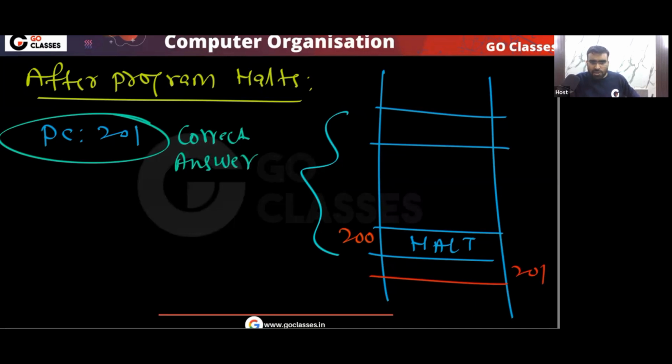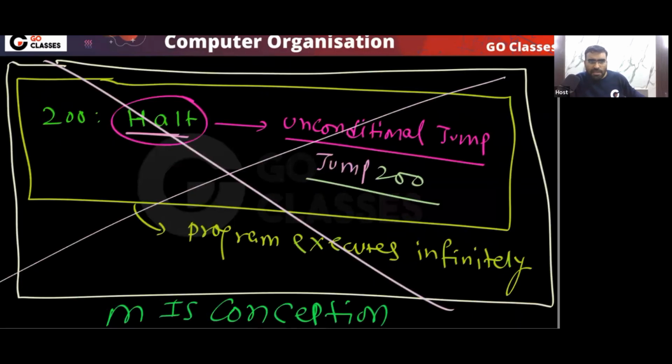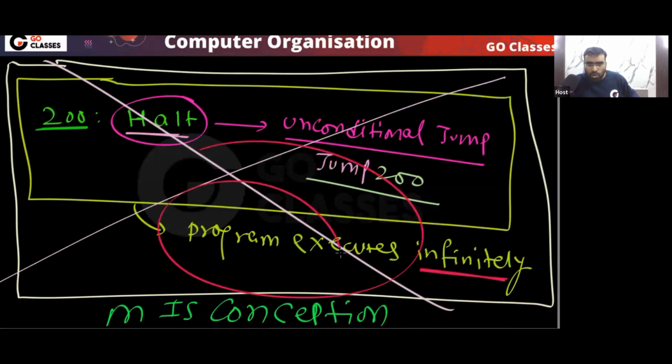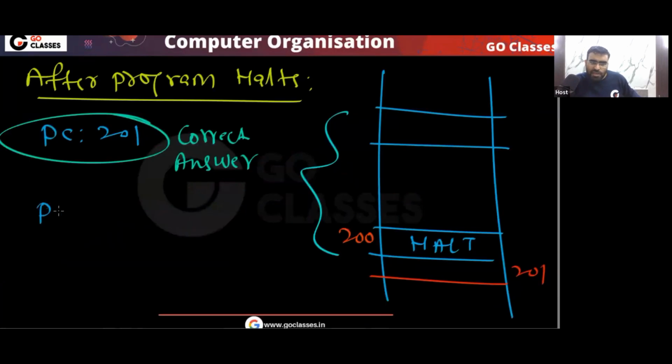But if some student is learning this nonsense concept, then what will they answer? If a student is learning that at 200, if you have a halt instruction at this location, then it will jump to its own location, meaning the program will execute infinitely, the program will keep executing, then the student will write 200. Agree with me? Which is nonsense. Is this clear? Which is a misconception.